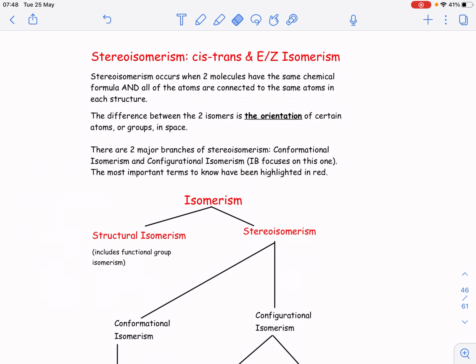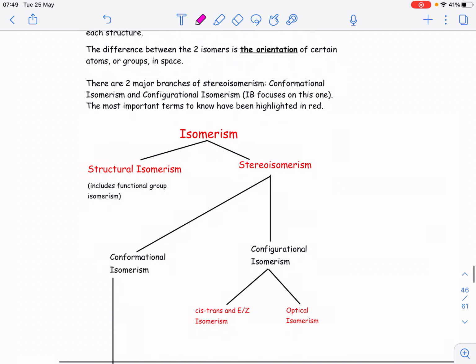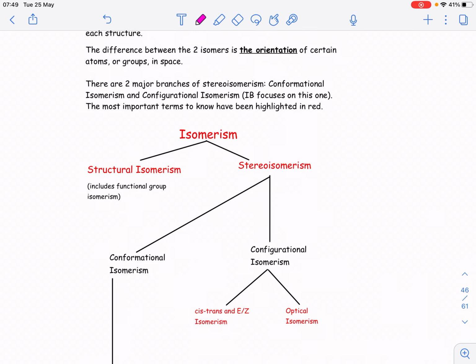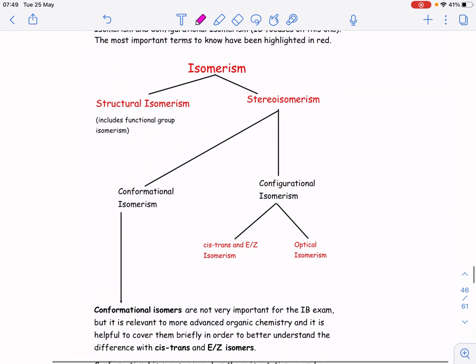So you have the same molecular formula, the same number of atoms of each element in the molecule, but the atoms are bonded to different atoms in some way. Stereoisomerism is different because all of the atoms are still bonded to the same atoms, but they are oriented differently in space. At first that sounds really odd, but hopefully by the end of the video that will make more sense how that's possible. So it's all about orientation.